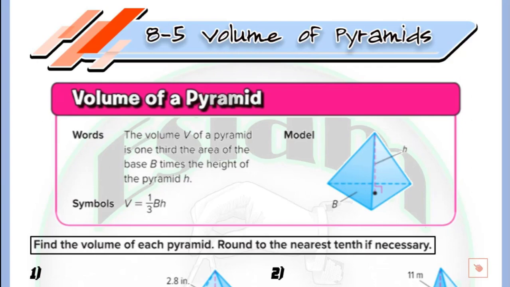To find the volume we need to identify the base. Once we find the base, we need to find its area. The volume equals 1 over 3 multiplied by the area of the base multiplied by the height. The height is the length of the perpendicular line segment joining the vertex and the opposite base.